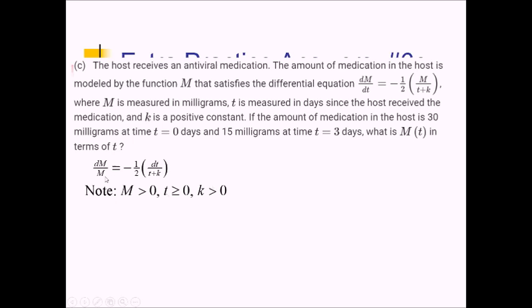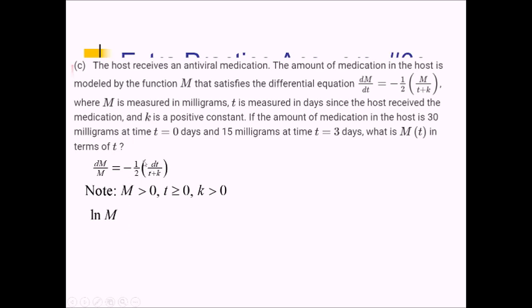So that means that we don't have to worry about taking the ln of a negative number down here with this M. We also know that t plus k has to be a positive number, so we don't have to worry about taking the ln of a negative if we have a t plus k inside the ln. So when I do my antiderivative, I can write ln of M with no absolute value.